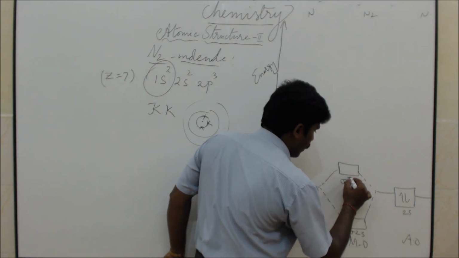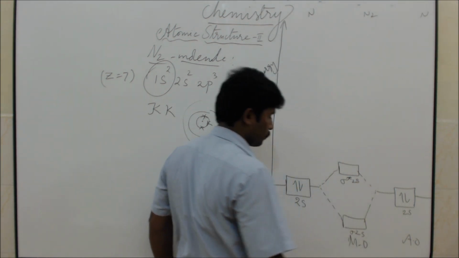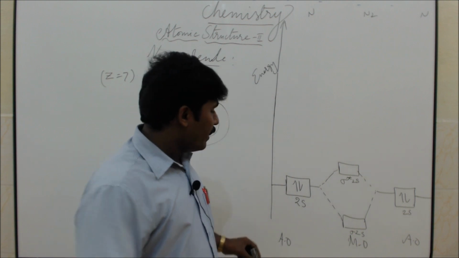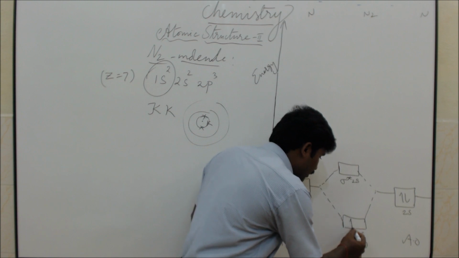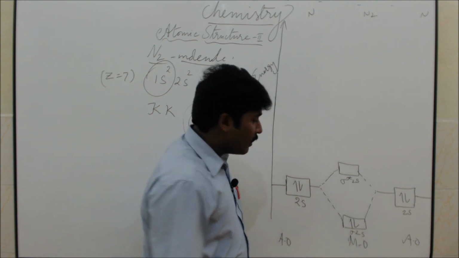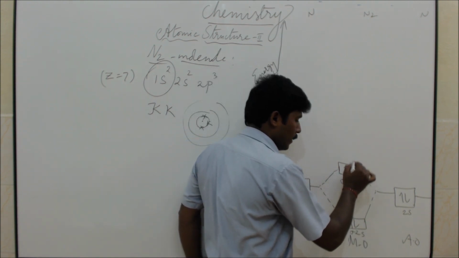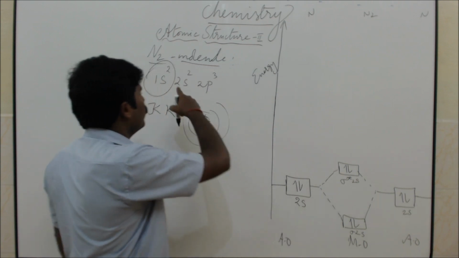So this is sigma 2s, and this is sigma star 2s. In total, how many electrons do you have? 4 electrons. So you fill the first 2 electrons in the bonding level, and the next 2 electrons in the anti-bonding level.